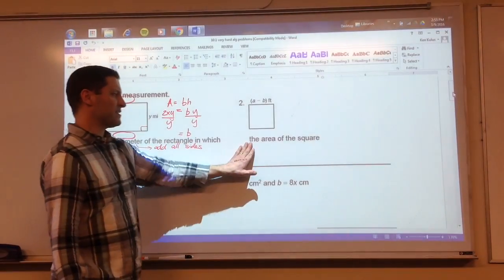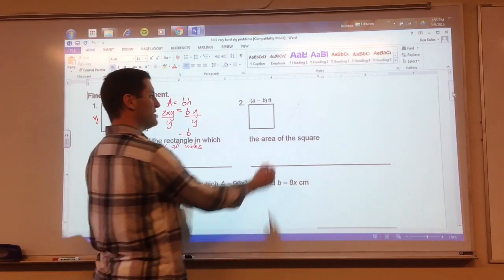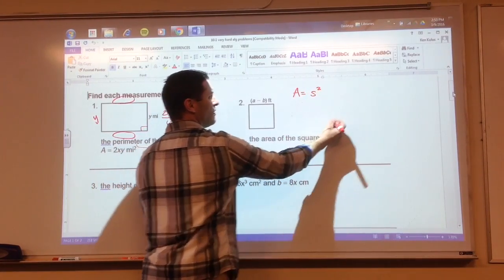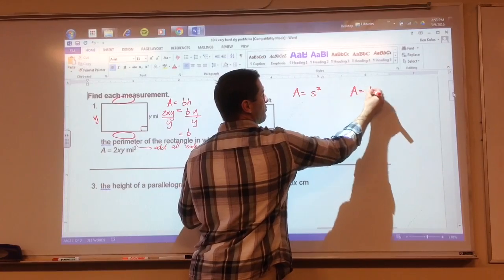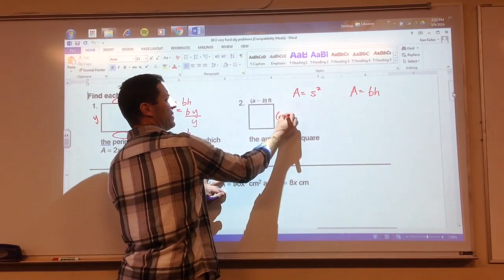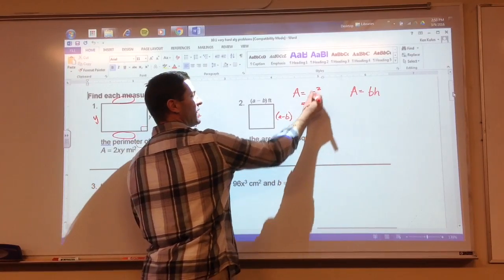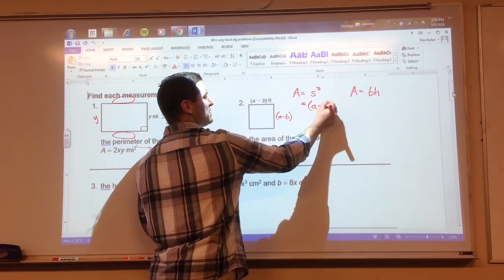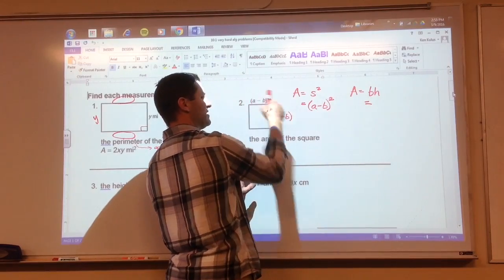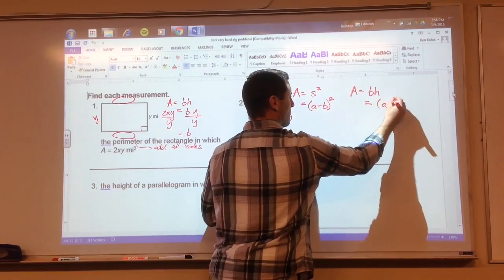All right, what's an expression for the area of a square? Two ways I can do this. We can use the formula area is equal to sides squared, or we can use the formula area is equal to base times height. It's a square, and that's a minus b. This would also be a minus b. So I can do either a minus b squared, or I can do a minus b times a minus b.